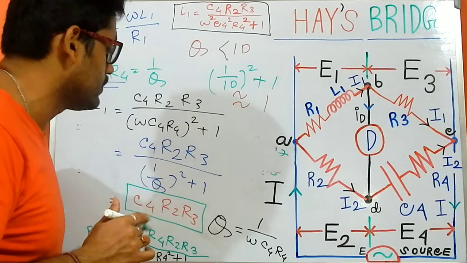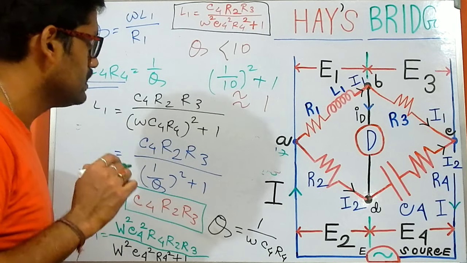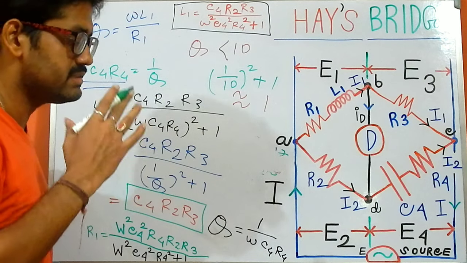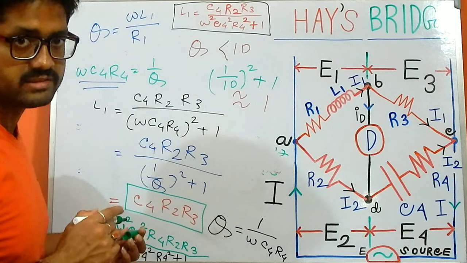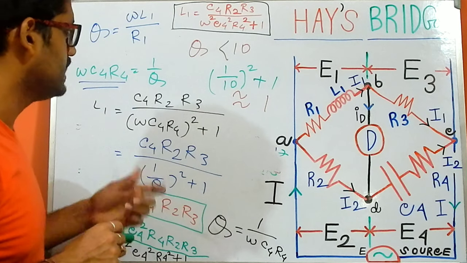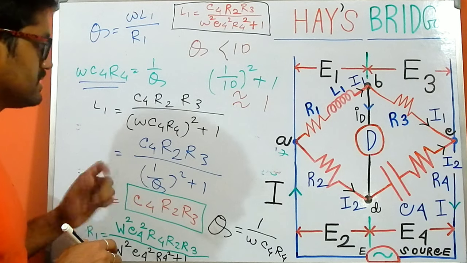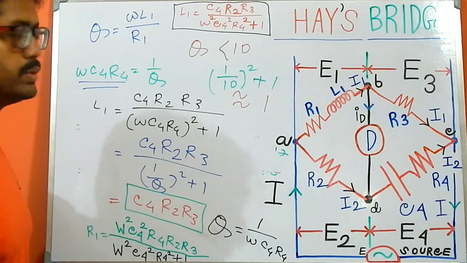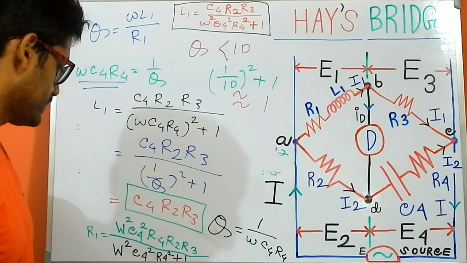I want to repeat this portion once again. The expression of L1 is suitable over here when the Q factor value is way greater than 10, not lower than 10. So if the Q factor value is greater than 10, then this factor is suitable over here and I can successfully adjust the values of R2, R3 and C4 in order to get the unknown value of L1 over here.